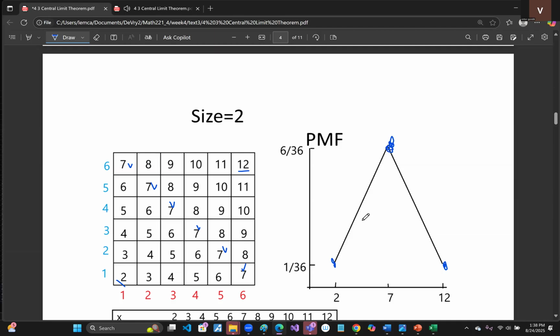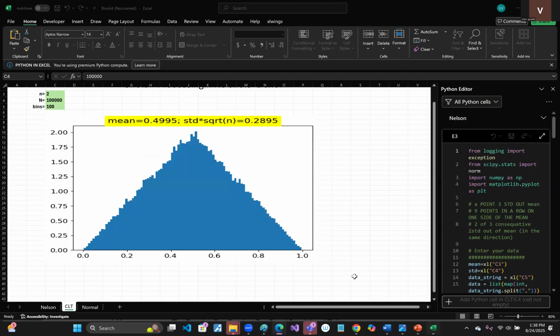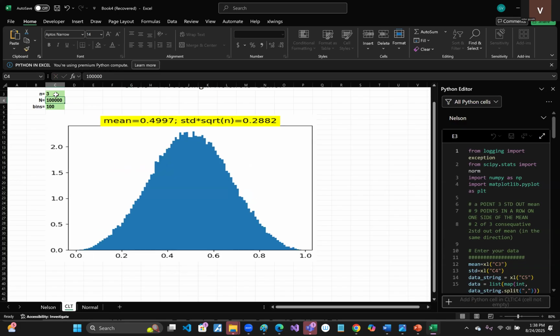Now try 100,000 samples of size 3. We see that the average of the averages is still close to the mean of the original distribution, but the shape of the distribution becomes similar to the bell shape. And the width of this shape decreases. Most of the numbers are between 0.3 and 0.7.